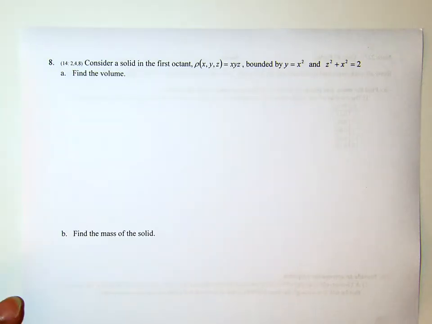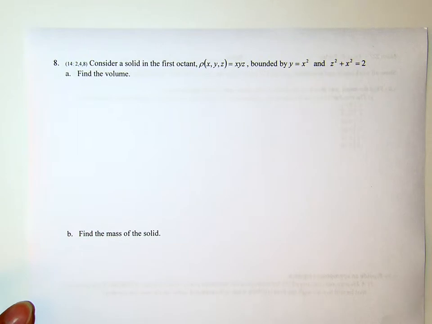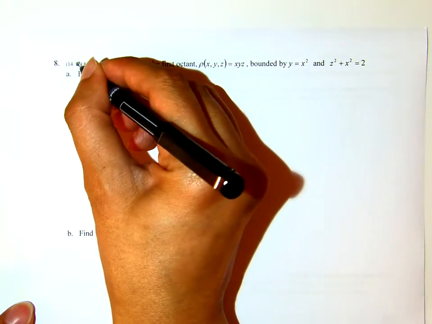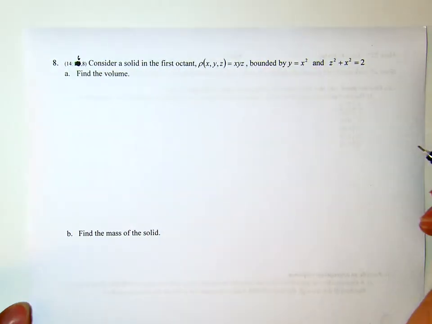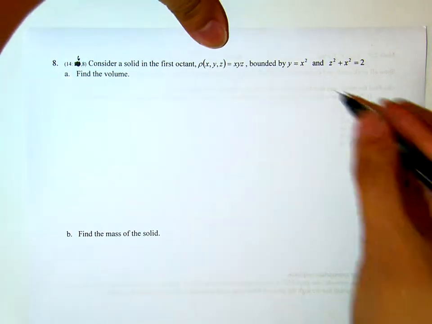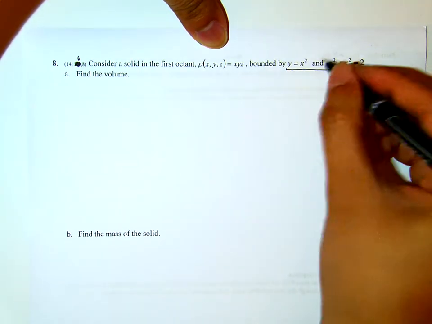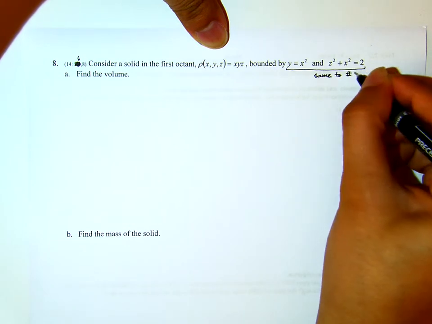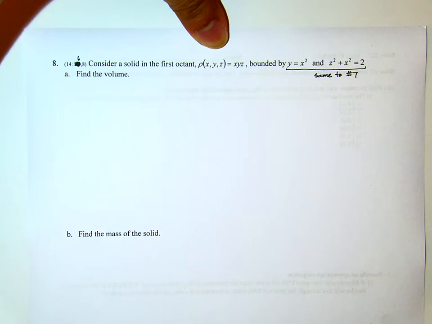The following is Summer 2009 Math 263 Test 3 number 8. This is 6,8. Now, consider a solid in the first octant with density equal to xyz, bounded by y equals x squared and z squared plus x squared equals 2. Notice that this boundary is the same as the one we see in number 7. Okay, now let me quote that again.